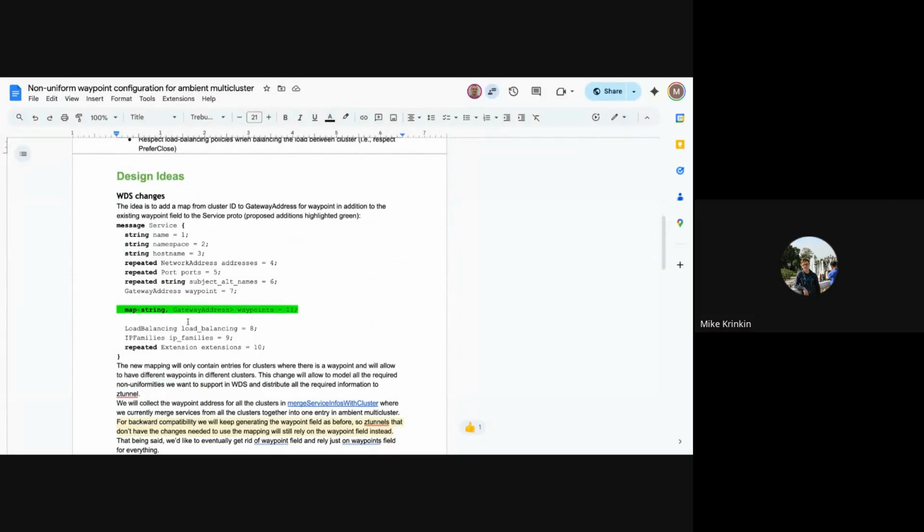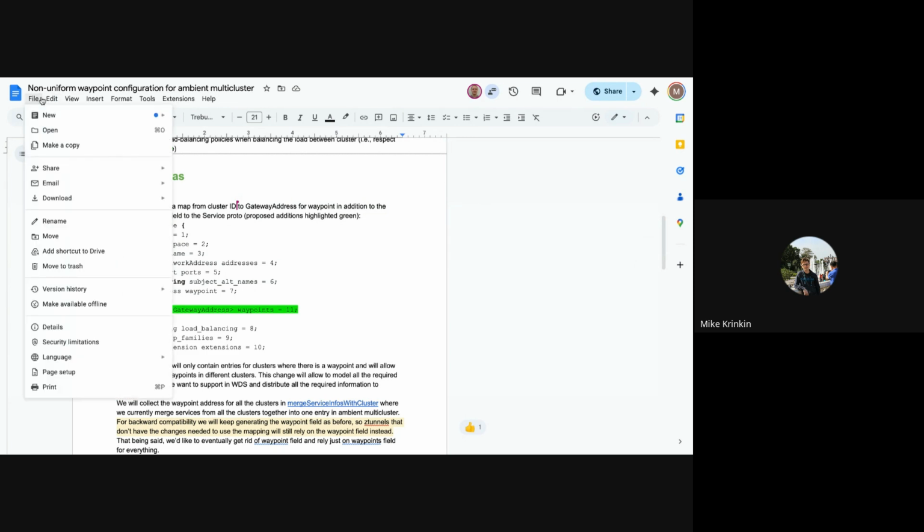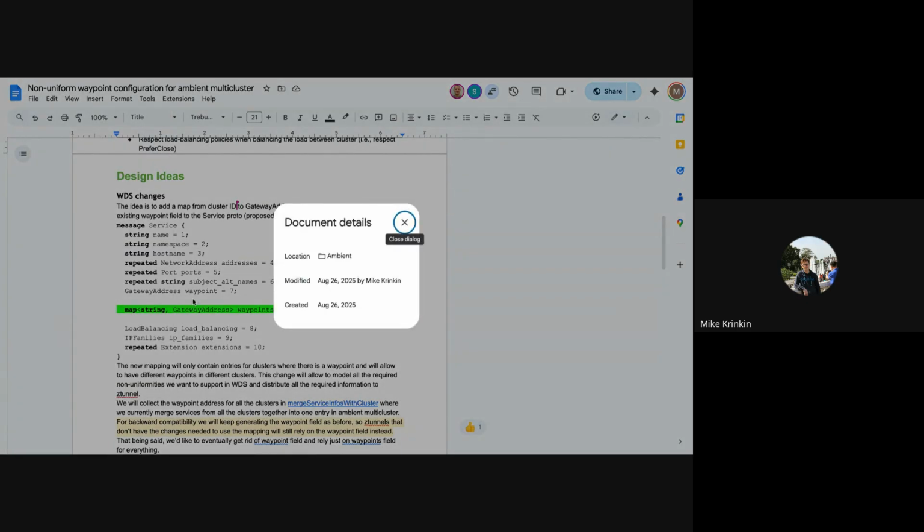Yep. So the WDS changes are basically: currently we have one field for waypoint in the proto, and instead of that we want to add a mapping that tells that in this particular cluster you're supposed to use this particular waypoint. So that's basically the change to the schema.